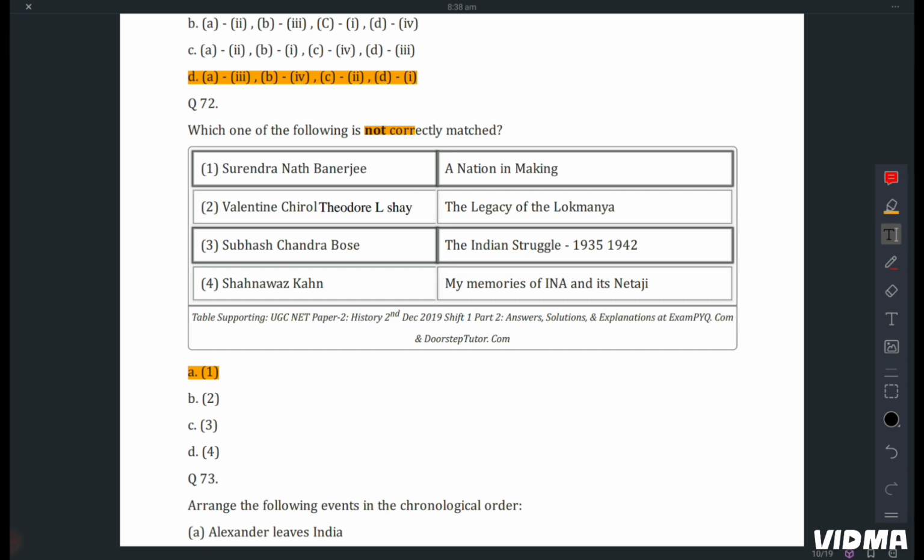बाकी A Nation in Making, a book by Surendranath Banerjee, not only the autobiography but also commentary on the public life. Then Indian Struggle, it is somewhat autobiography of Subhash Chandra Bose, and in it he has covered from 1920 to 1942 history of Indian independence movement. Then My Memories of INA, Shahnawaz Khan, who was the witness and who was alongside Netaji.